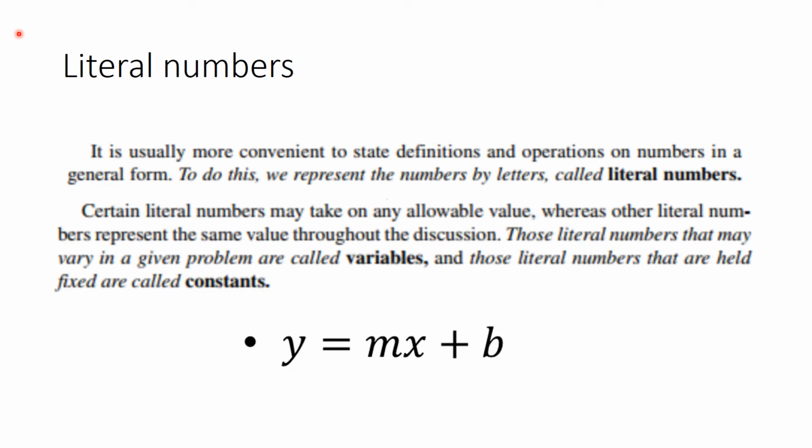Finally, we often find letters in formulas and such. And so these representations of numbers by letters are called literal numbers. We have variables and constants, but a good example of this is the equation that you know about, the slope-intercept formula for the equation of a line. Here x and y are considered to be variables, and m and b are going to be constants associated with a specific line, the slope and the y-intercept respectively.